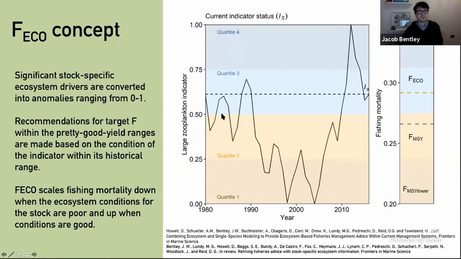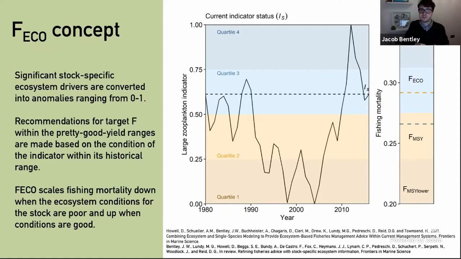So this is the FMSY F-Eco concept, so the reference point is being adjusted by F-Eco. This is an example here. You find your significant stock-specific ecosystem driver. In this case, it's the large zooplankton indicator for herring. And you determine the current status of this indicator relative to historic values of the indicator for the time series that you have.